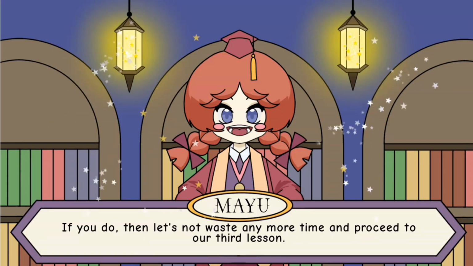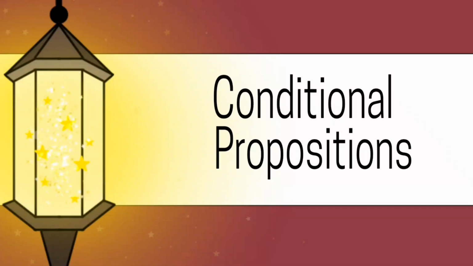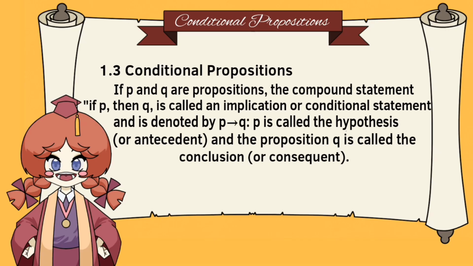If you do, then let's not waste any more time and proceed to our third lesson, which is about conditional propositions. If P and Q are propositions, the compound statement, if P, then Q, is called an implication or conditional statement and is denoted by P implies Q. P is called the hypothesis, or antecedent, and the proposition Q is called the conclusion, or consequent.